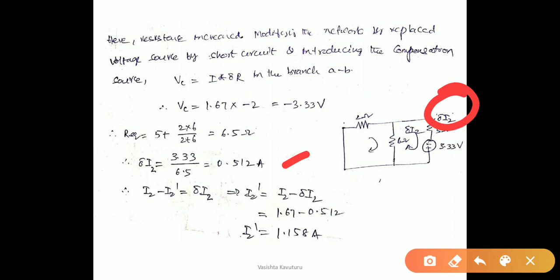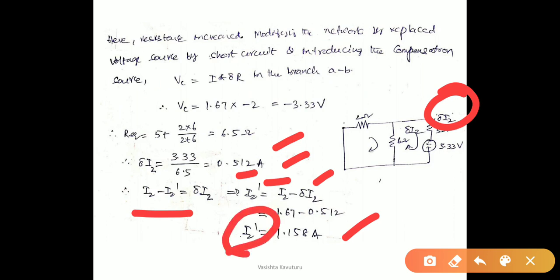So ∂I2 can be calculated as 0.512 amperes, where ∂I2 is nothing but I2 minus I2 dash. Therefore the new current I2 dash is calculated as I2 minus ∂I2, where I2 is the current in the original circuit, that is without modification of the resistance. ∂I2 is nothing but the change in the current obtained after incorporating this 5 ohm resistance. Therefore the difference of these two currents gives the current which is now flowing in the network after placing the 5 ohm resistance, that is 1.158 amperes.